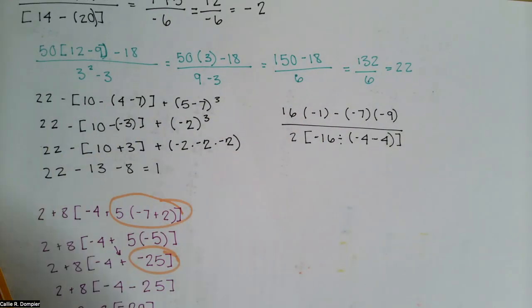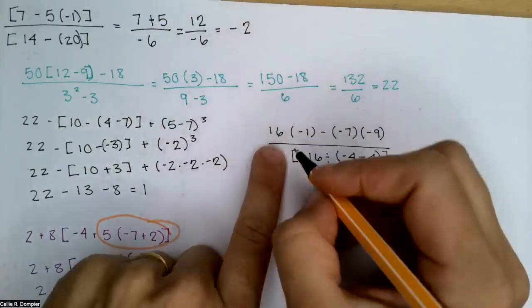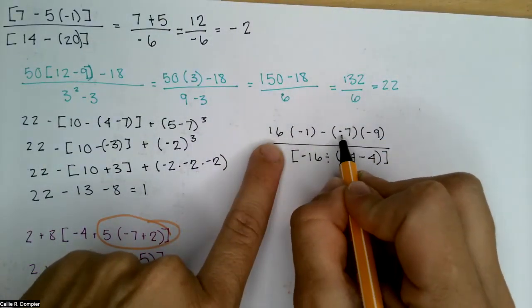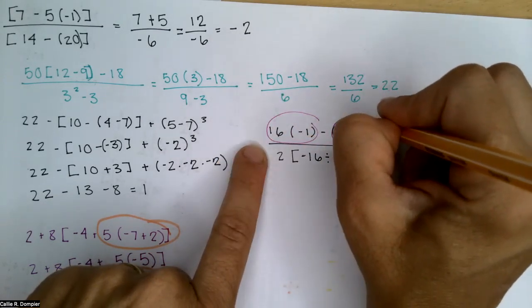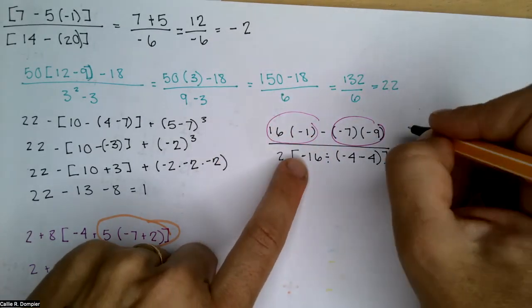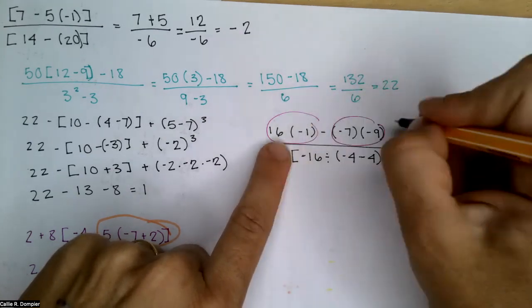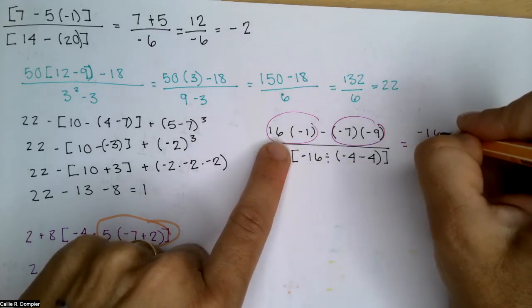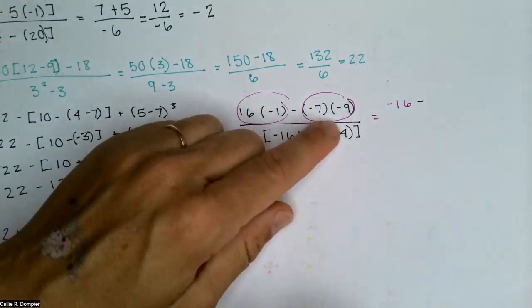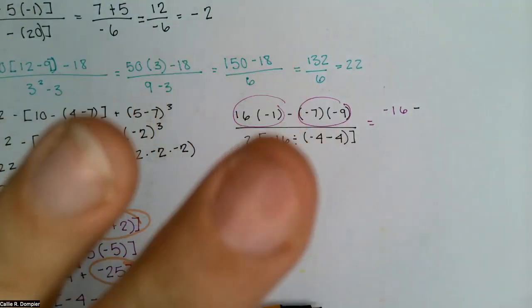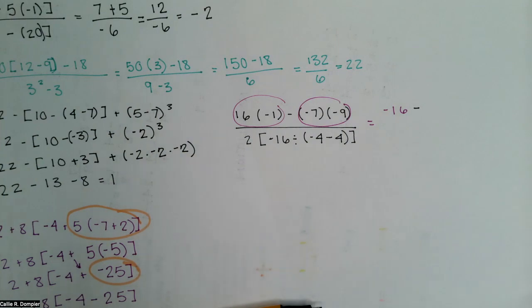Okay, so on top we're just going left to right. 16 times -1 minus -7 times -9. These you can do first. Okay, multiplication before subtraction. So 16 times -1 is a -16. Keep that minus sign. And then -7 times a -9, 63.